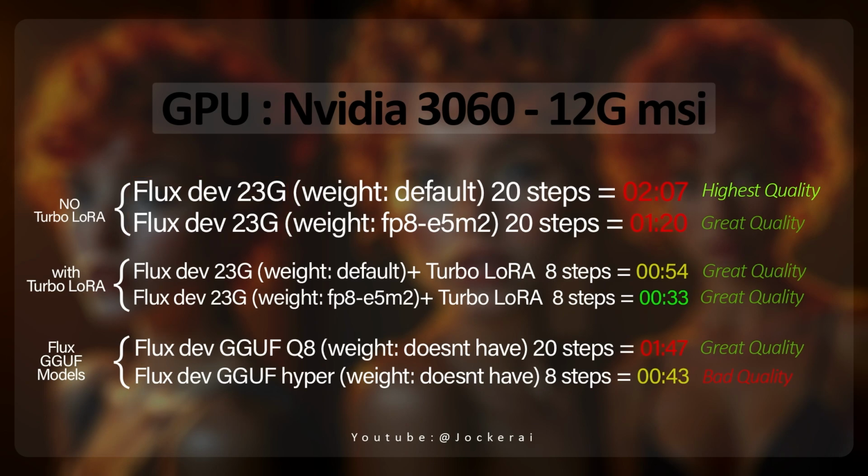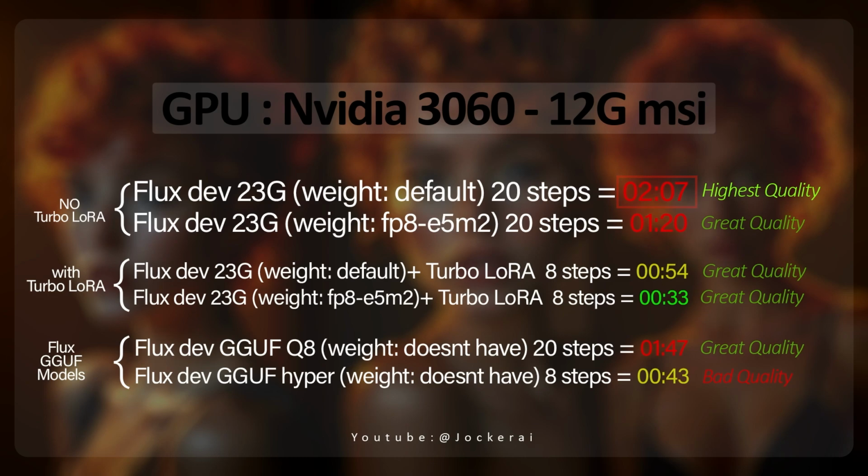In the first mode, pay attention to how Flux 23 GB works on the default weight type. What's the default weight type? I'll explain it later in detail. Don't worry about that. For now, look at this. On default mode, generating an image of this size took 2 minutes and 7 seconds, which is a really long time for just one image. Imagine waiting 2 minutes and 7 seconds for one image. It's the heaviest option available.